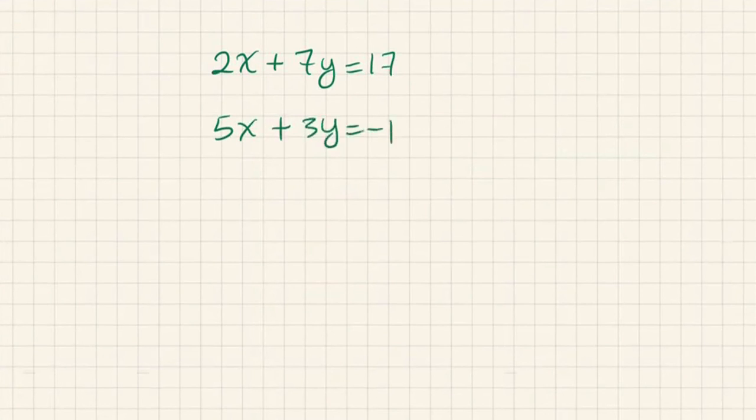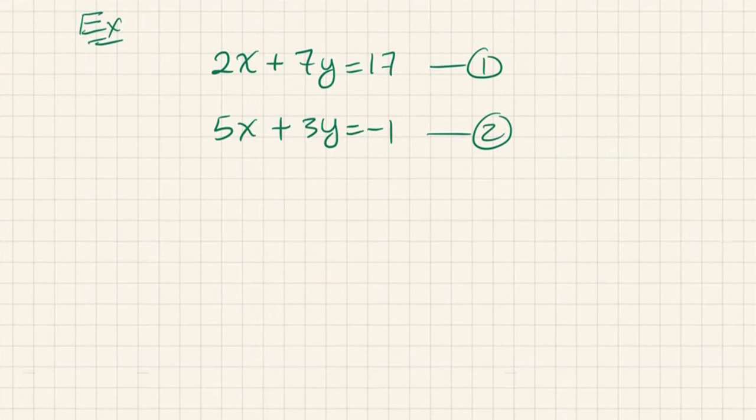Now 2x plus 7y equals 17. 5x plus 3y equals negative 1. This is number 1. This is number 2. Yalla, try. Sir, how are we supposed to do it when there isn't one coefficient?